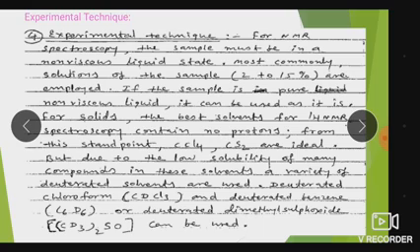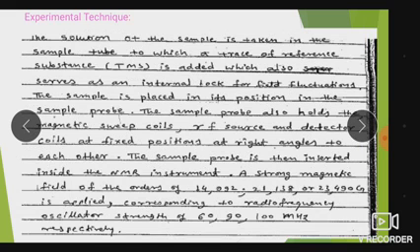are used. Deuterated chloroform, CDCl3, deuterated benzene, C6D6, or deuterated dimethyl sulfoxide, that is deuterated DMSO, CD3SOCD3, can be used. So this type of solvent is used due to the insolubility of the sample.